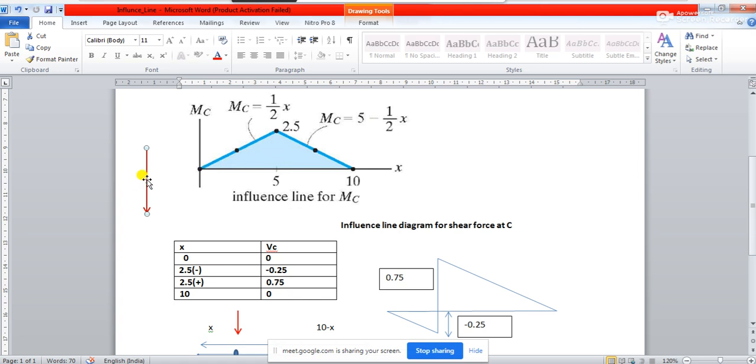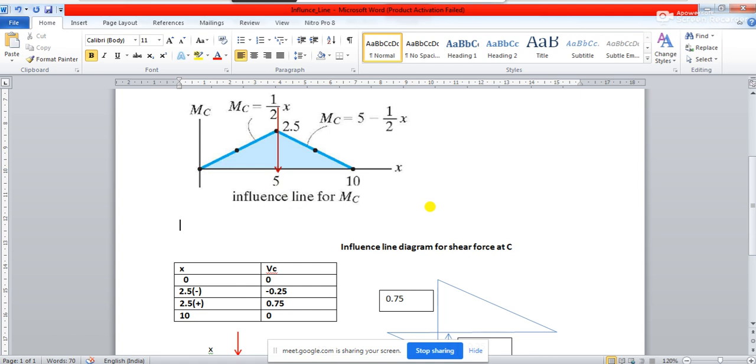So see, this load has a value of 4 kilonewton. Again you will be running this load through this influence line. Now if you run this load through this influence line, where are you going to get the maximum value? When the load reaches over here. And what is the ordinate for this? 2.5, right? So for bending moment, tell me what will be the maximum bending moment.